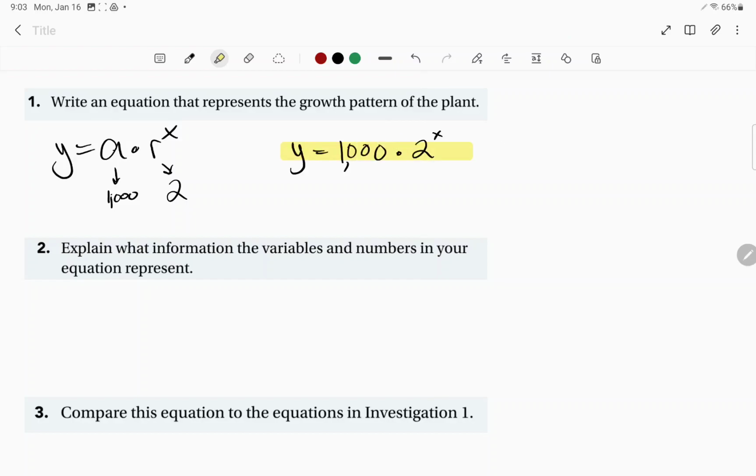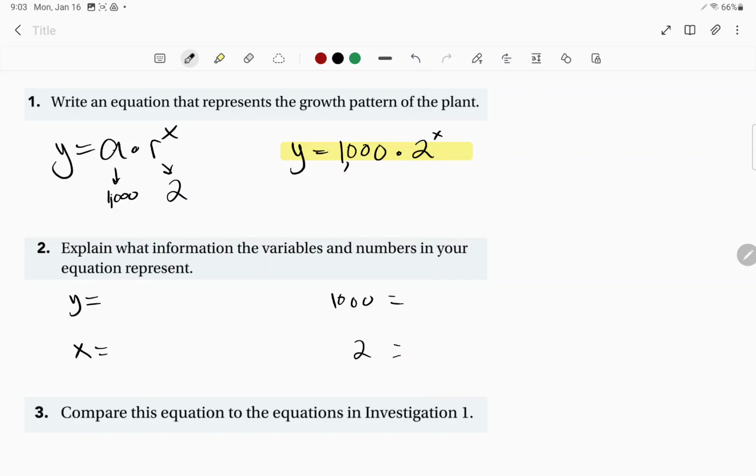Then number 2, explain what information the variables and the numbers in your equation represent. Well, in this case, let's look at the y. We have to explain what the y is, what the x is, what the 1,000 represents, which we've already talked about, and what the 2 represents. If you haven't done this, please pause the video and try this on your own.